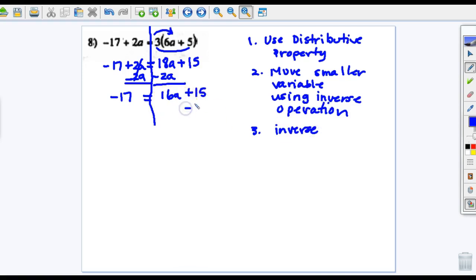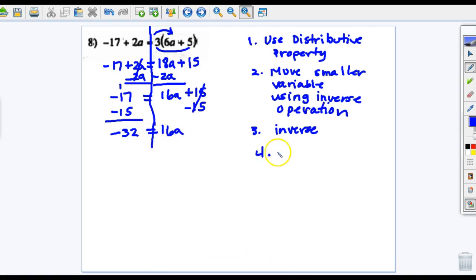So I'm going to subtract 15 and subtract 15. And the reason I subtracted the 15 and not the negative 17 was because, remember, I want my variable alone on one side. I've already moved it over this way, and it's positive, so it's just easier to do that. When I subtract two negatives, it gives me a bigger negative, so I'm actually adding them. This gives me negative 32 is equal to 16a.